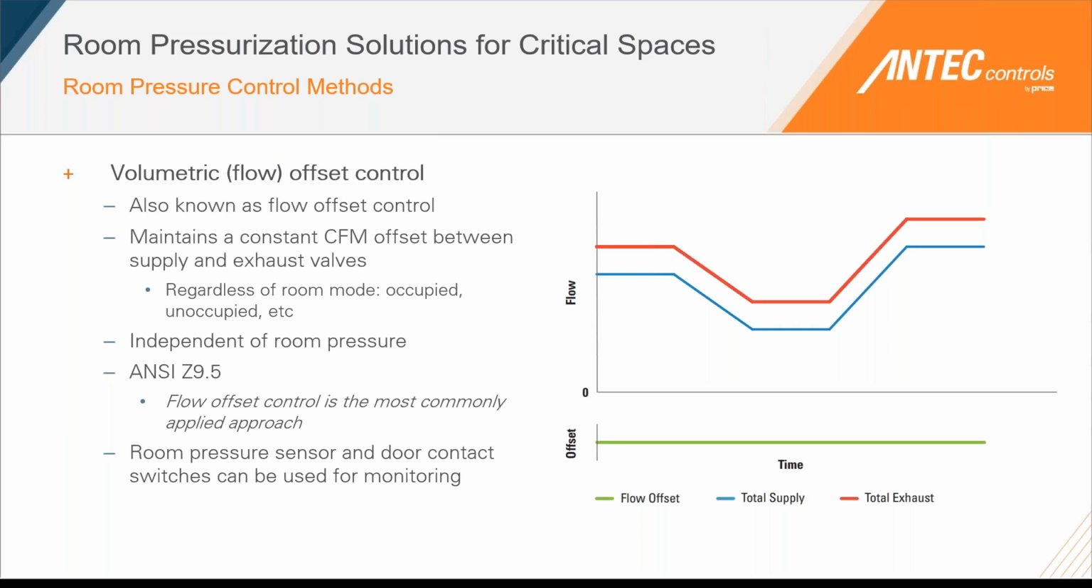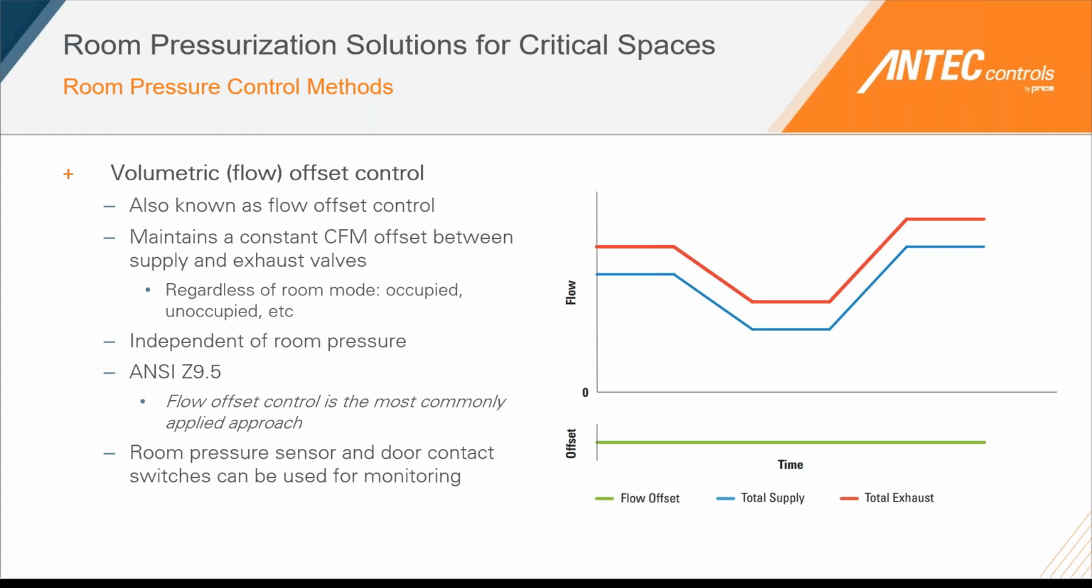With these applications, we're maintaining a constant offset between our total supply air coming into the space and our total exhaust air leaving the space. As that room goes from occupied to unoccupied, heating or cooling, the goal is to maintain that fixed offset over time. And that allows us to build up that pressurization and build up that protective barrier. The thing to highlight though with this volumetric offset control is that we're essentially building up that room pressurization independent of the actual room pressure set point.